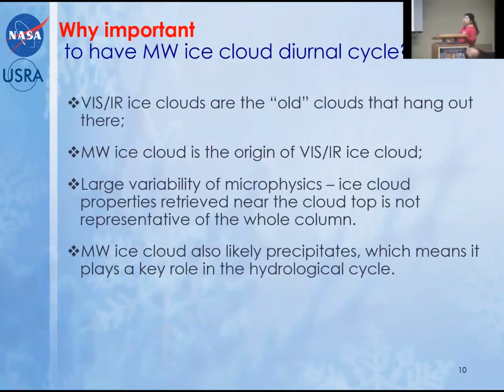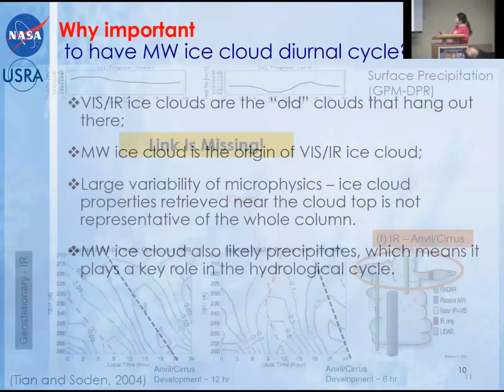And also, if you only use the infrared and visible sensor to use their retrieved cloud property, for example, the ice particle size, then you would only see the top layer of cloud, the ice microphysics, which is not representative of the whole column. So if you use those properties, that's largely biased in terms of the microphysics. And lastly, very importantly, the microwave observed ice cloud, they precipitate. So they play a very important role in the hydrological cycle.